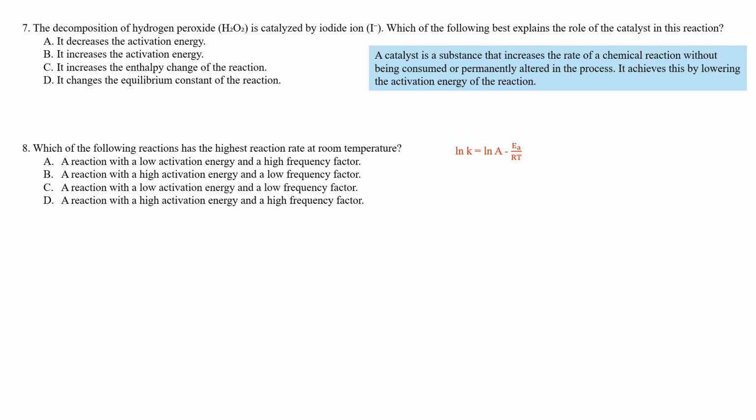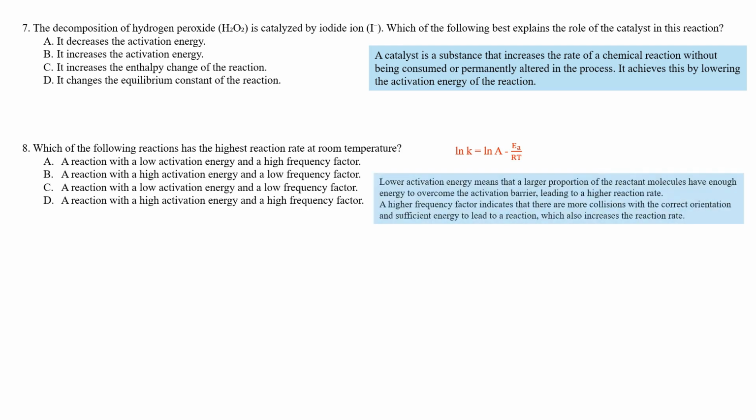This is the Arrhenius equation: ln K equals ln A minus Ea over RT. Lower activation energy means a large proportion of the reactant molecules have enough energy to overcome the activation energy barrier. Therefore, the reaction rate is higher.